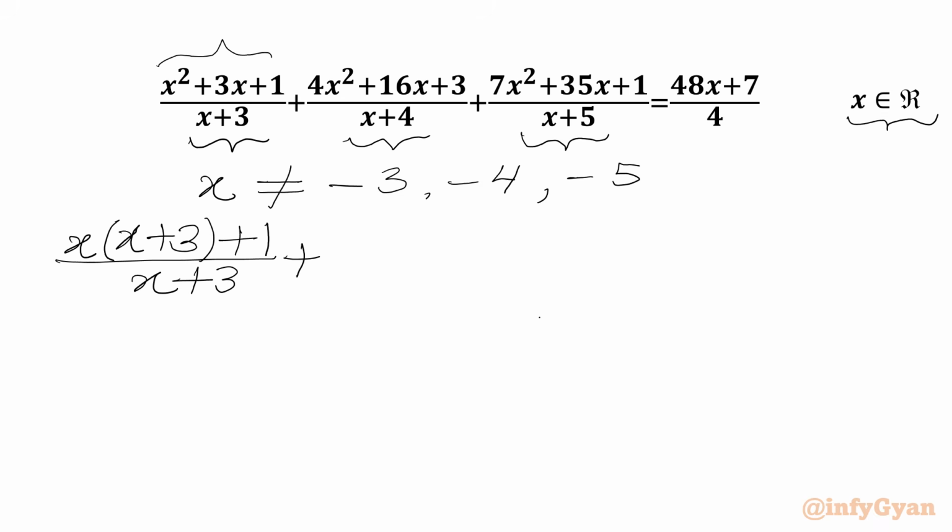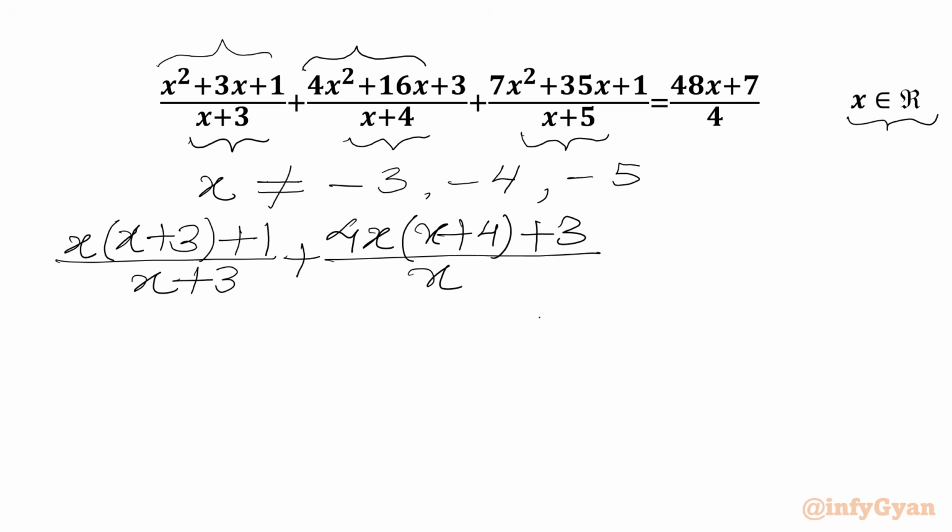Then we have plus. Now we will take 4x common from these two terms. So we will write 4x times x plus 4 plus 3 in the numerator. And we have x plus 4 in the denominator. From here we will take 7x common. So we can write here 7x is common. In the bracket we will write x plus 5. Then there is plus 1. Denominator is x plus 5.